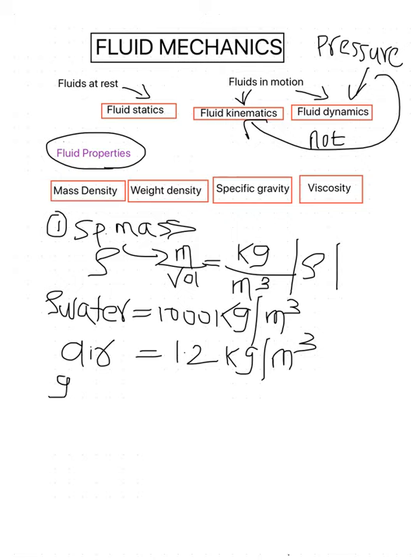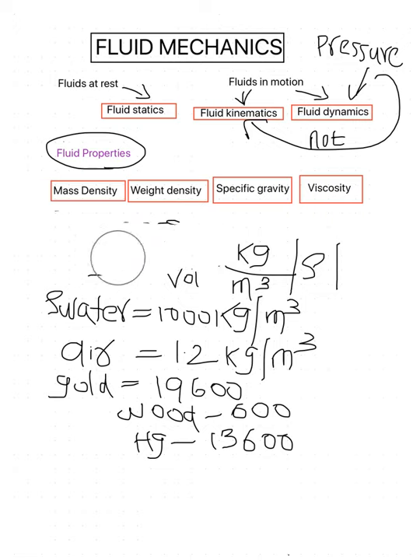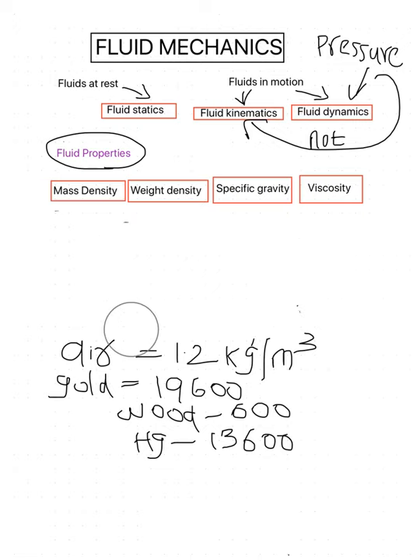If you want, you could remember other values also. For example, gold, which we know is very expensive. Similarly, the rho of gold is 19,600. And if you consider wood, the rho of wood is 600. Now if you consider mercury, you just need to have a right view of this, because it might help you in your calculations. For mercury, it is 13,600. So this is about the mass density, or specific mass.